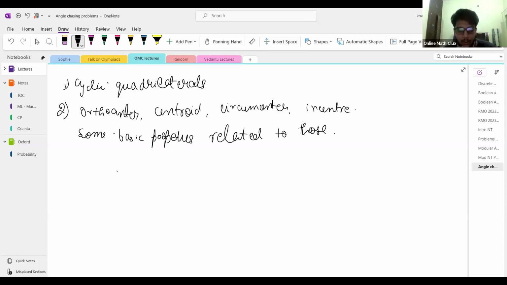And in this lecture, I'll try to motivate what we actually mean by angle chasing. Like how to spot the angles, and why it is the most common thing. We'll look at 3 to 4 problems. That's the basic plan. Okay. So firstly, we'll talk about some angles in the configuration related to some centers of triangles.